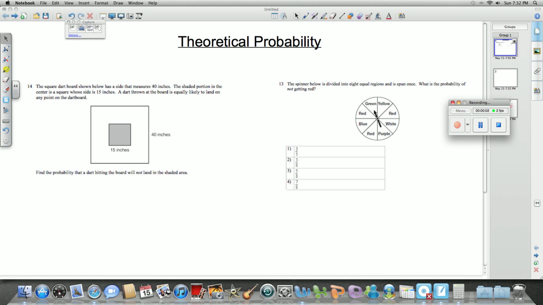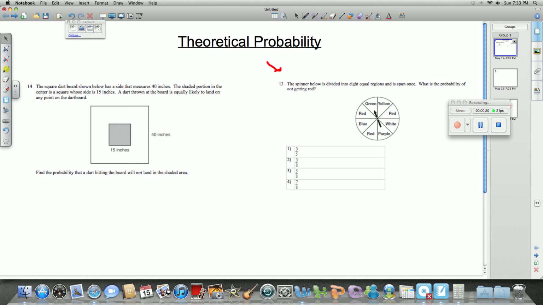Alright, time for another installment of video lessons. Today's are on probability, so I took a couple of questions off prior Regents. We're going to look at the one over here on the right first. We're going to look at this one here.